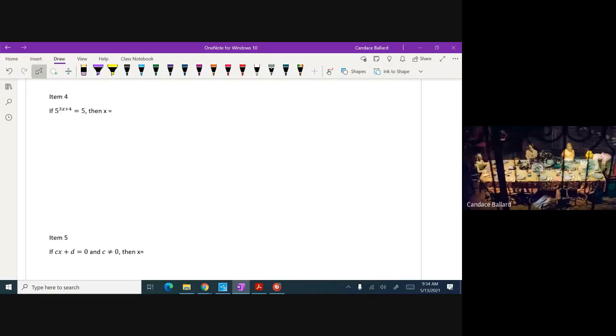Haven't we done that one now a lot, right? What happens when the base, or actually, first of all, what's the exponent on this 5 right here? What's the exponent on that 5? Yeah, the exponent's 1. So if the bases are the same, because I've got the bases the same, what do we do? What do we do? If the bases are the same, what do we do?